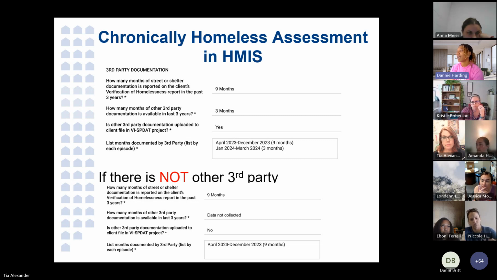If the client does not have other third-party documentation outside of Clarity, choose the appropriate option. Client doesn't know, client refused, or data not collected. Then choose no for the Files question.